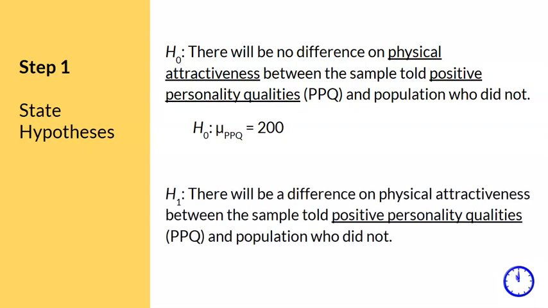The research hypothesis will reflect that there is a difference on physical attractiveness between the sample that was told positive personality qualities and the population who did not. In notation, mu PPQ does not equal 200, meaning that if we could tell the entire population about the positive personality qualities and something happened, the treated population should not equal the population mean, mu of 200.